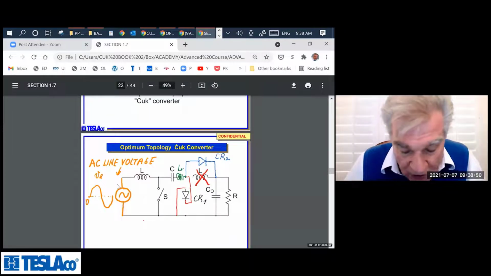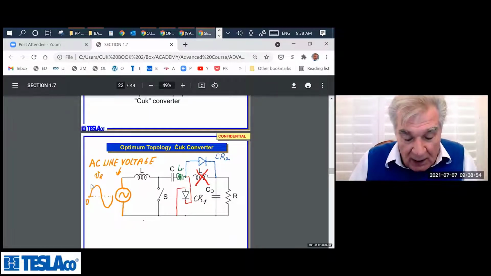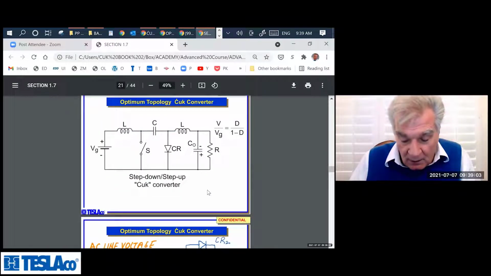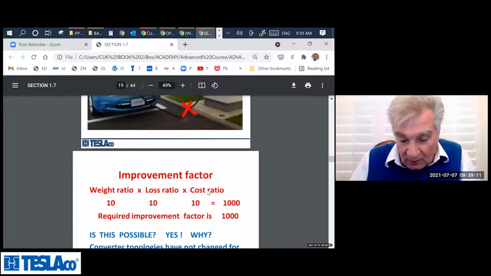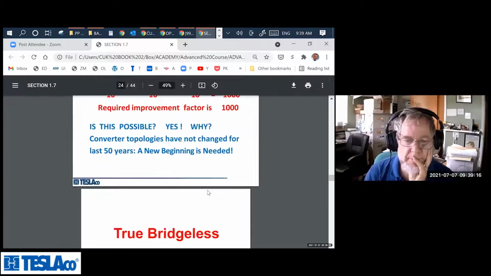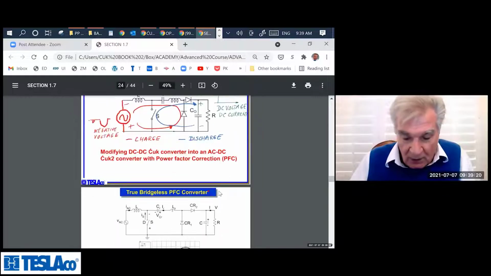To get AC line voltage, not the DC input, AC line voltage to get to the output, what do I need to do? What is the only change? I showed you. Right. Change the inductor into a diode. Turn inductor into a diode, right? And have a bidirectional switch, also known as gallium nitride switch. Absolutely, absolutely. So here it is.